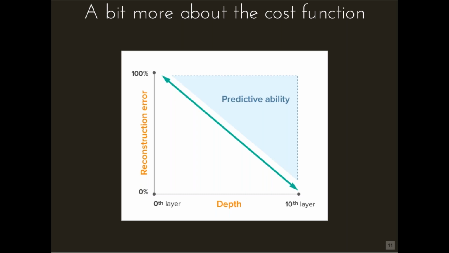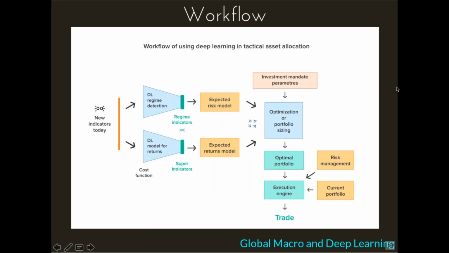But between the first layer and the 10th layer, we progressively keep increasing the predictive part of the cost function and keep reducing the reconstruction part of the cost function. If you guys have questions, keep asking. We'll take them soon.